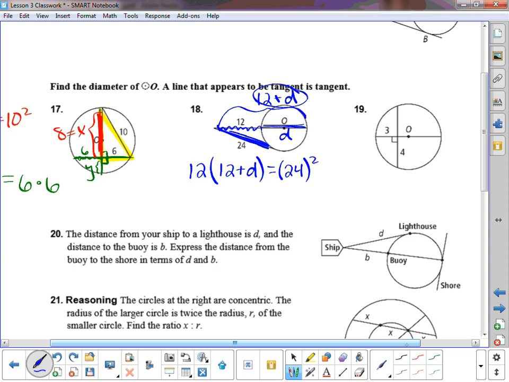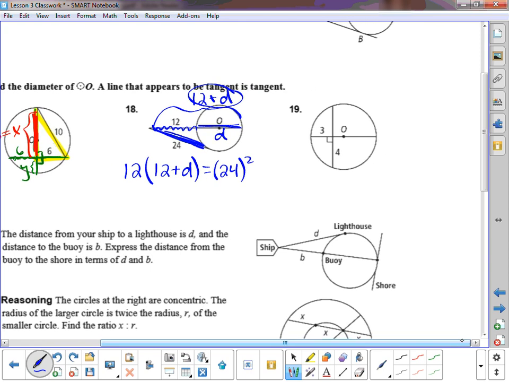Alright, let's look at our setup for number 19. Chords inside or out? Inside. I guess the word chord gives that away. So we know it's piece times piece. So 3 times this guy. What do you guys want to call this? Let's go with a. And then piece times piece. Do I know this guy? Yes. It's 4. Perpendicular, so we know that those get cut as well.